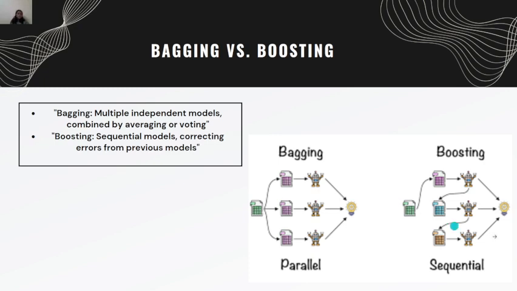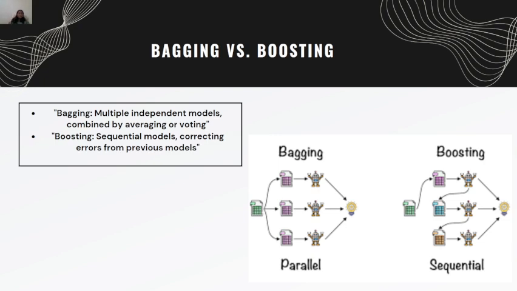Boosting, on the other hand, trains models sequentially, where each model tries to correct the errors of the previous one. This sequential process makes boosting algorithms more sensitive to errors, often resulting in higher accuracy, but they can also be more prone to overfitting. Popular algorithms include AdaBoost, gradient boosting, and XGBoost.